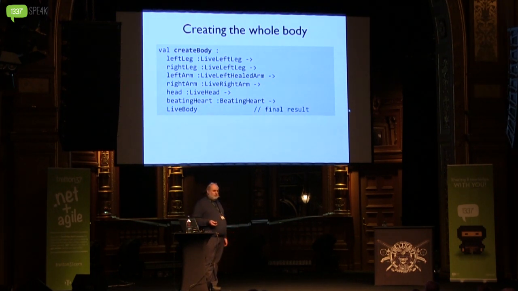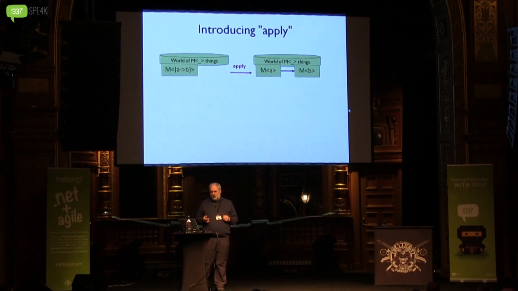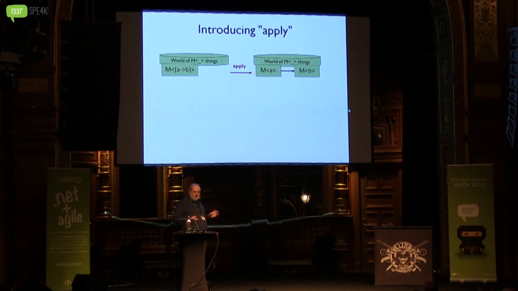So we have a 6-parameter function, and we know where this is going. We won't be able to use the 6-parameter function down here. We'll have to turn it into a 6-parameter function up here. We're going to need a map 6, right? But no, it turns out there's an easier way. We don't need to have a map 6 function. And this uses a technique called apply. So apply is a kind of strange function. When you first see it, you think, how is this possibly useful?